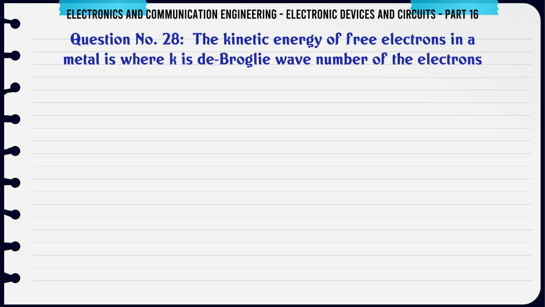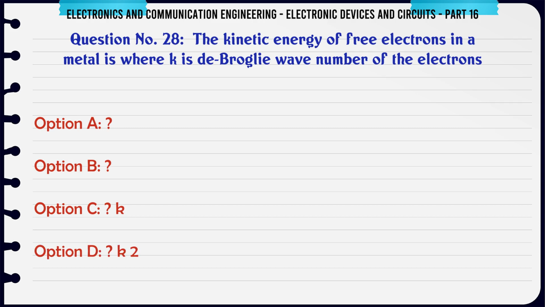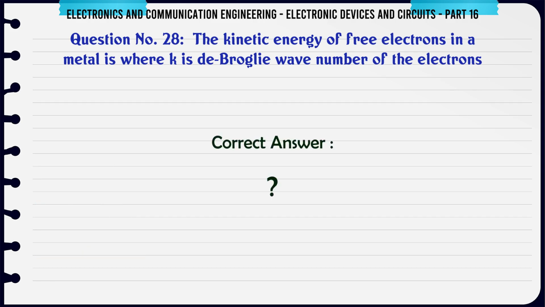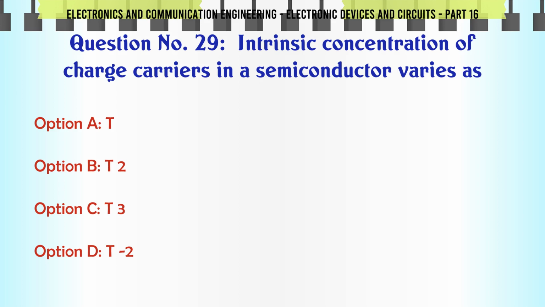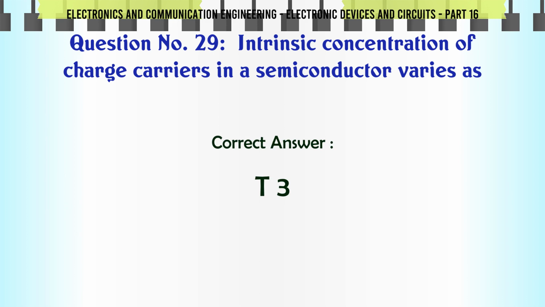The kinetic energy of free electrons in a metal is, where K is the de Broglie wave number of the electrons, A. K, B. K, C. K, D. K². The correct answer is K². Intrinsic concentration of charge carriers in a semiconductor varies as A. T, B. T², C. T³, D. T². The correct answer is T³.